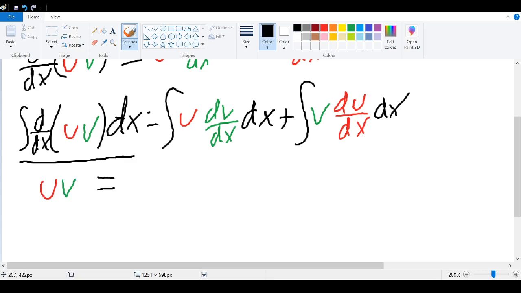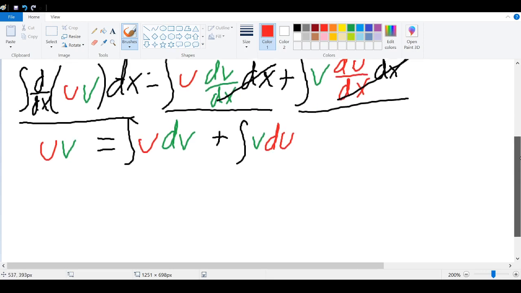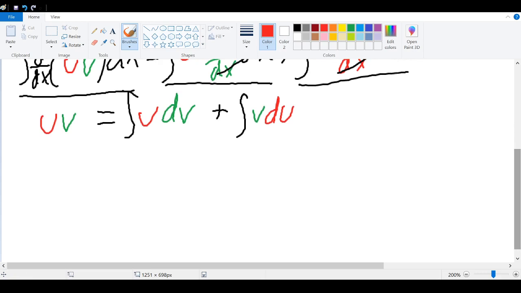And now if we look at this first integral here, we can see that the dx's cancel, and we're just left with u dv, or the integral of u dv. And now if we look at this last integral, again, the dx's cancel, and we are left with the integral of v du. All right, and now let me just bring this integral to the other side, so we're only left with this integral on one side.